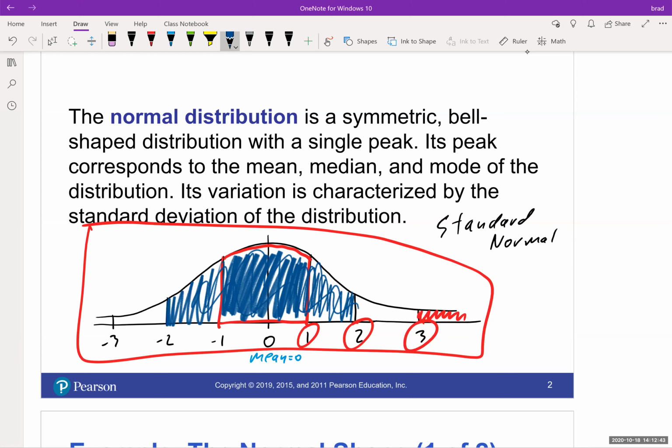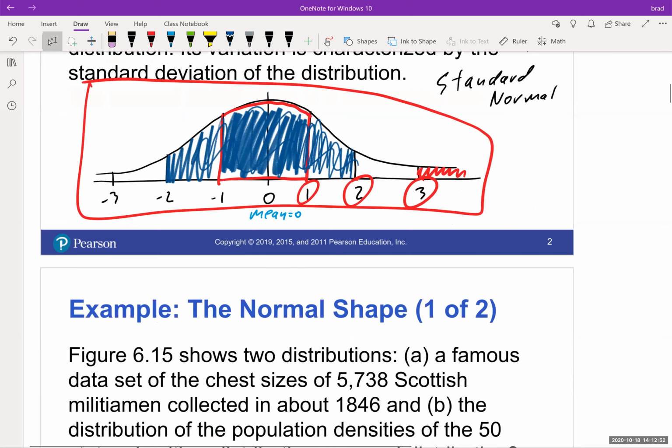But for our class, everything kind of has to be nice in terms of distribution. We are going to rely on a little bit of Z-score tables, but we're not going to go too in depth into that. Okay.